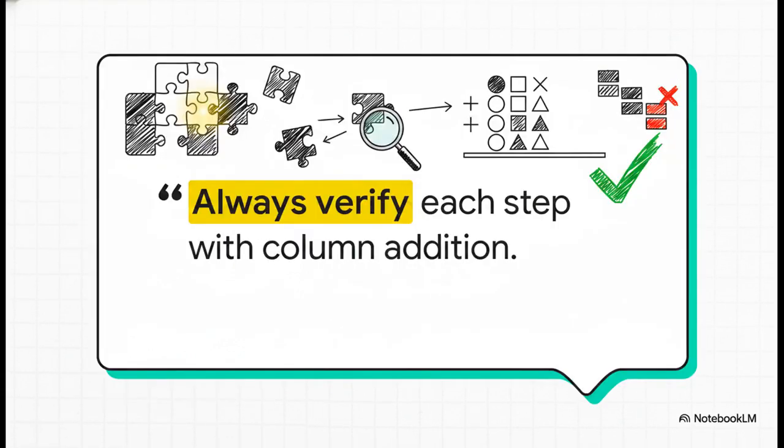I absolutely love this piece of advice because it ensures your entire puzzle won't collapse due to a single overlooked error. Whenever you lock in a letter, rewrite the math problem with the numbers. Do the actual column addition. See if it holds up before moving on to the next letter. It is your ultimate sanity check.